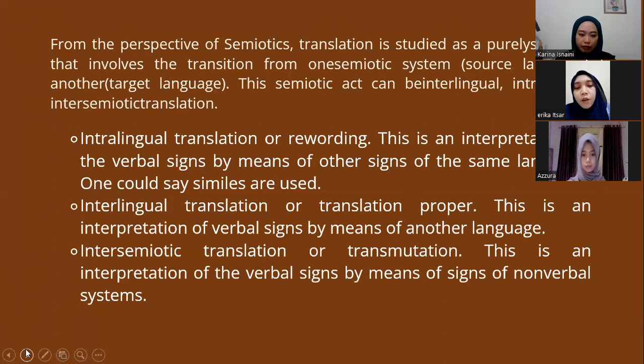Intralingual translation, or rewording. This is an interpretation of the verbal sign by means of another sign of the same language. One could say similes are used.